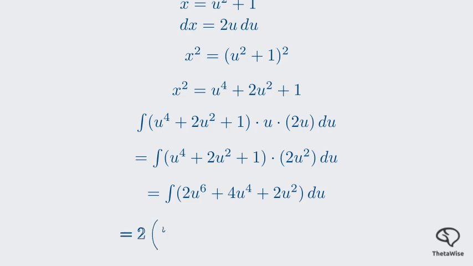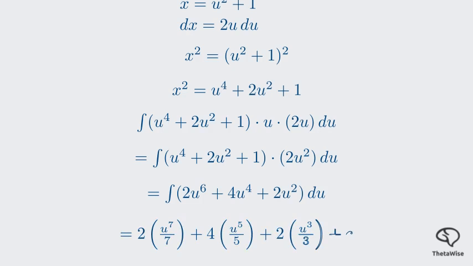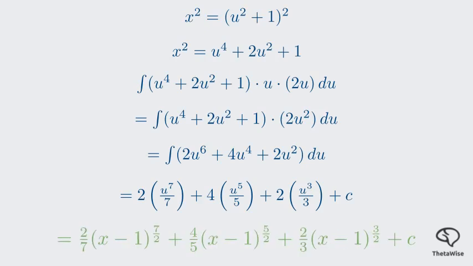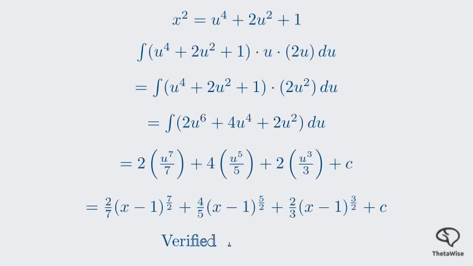Applying the power rule to each term, we get 2 times u to the 7th over 7, plus 4 times u to the 5th over 5, plus 2 times u cubed over 3, all plus c. And of course, for our final answer, we must substitute back u equals the square root of x minus 1. Replacing u with the square root of x minus 1, we get our final expression in x. A quick check against the provided solution confirms our work. Verified. Let's move on to our third example, which introduces a new situation.